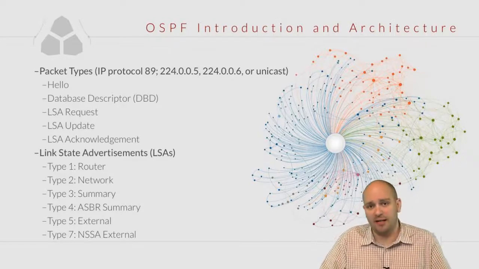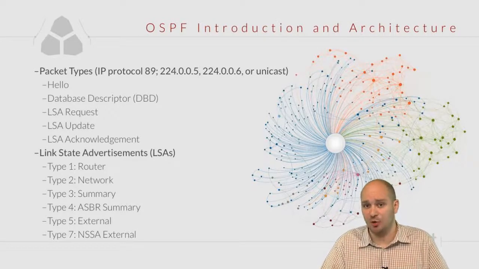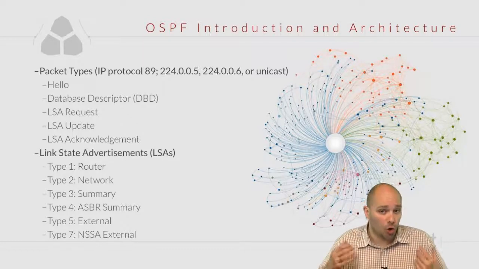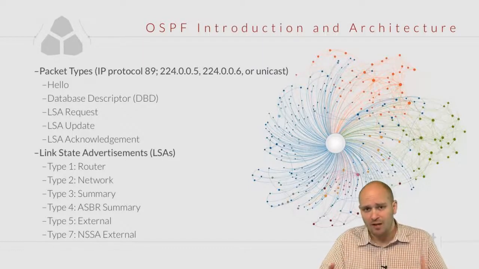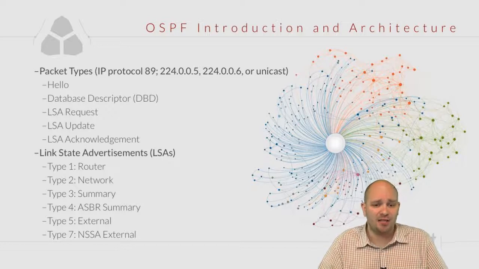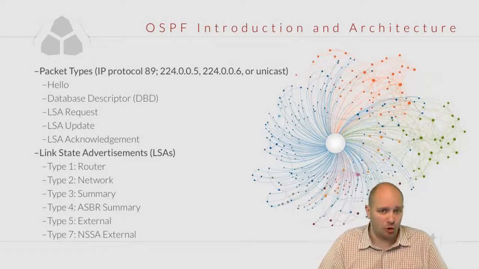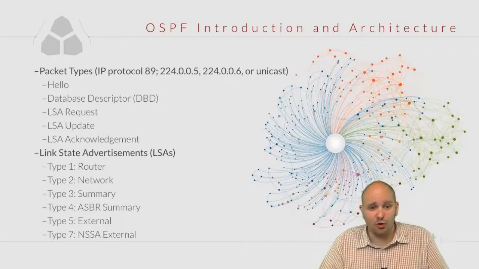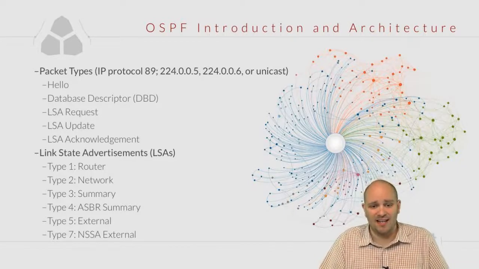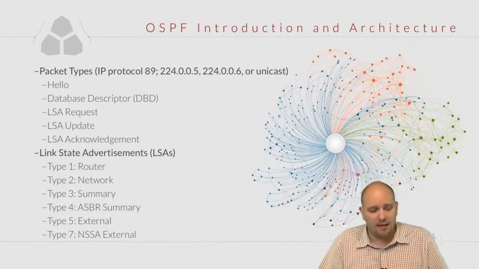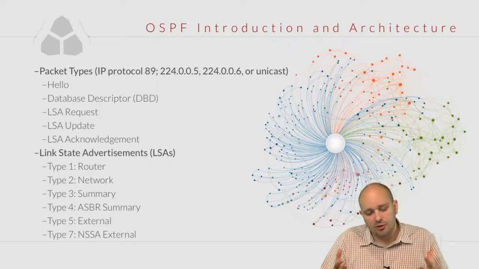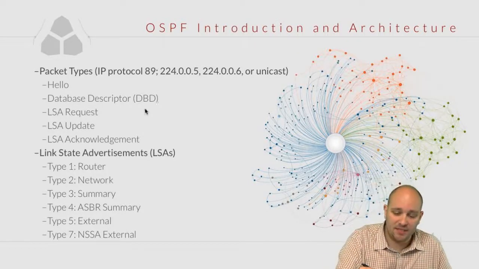And then there are 3 packet types that are used for the actual exchange of the information, for loading the database from one neighbor to another. These are link state request, link state update, and link state acknowledgement packets. They're called LSA request, LSA update, and LSA acknowledgement, or short, LSA req, LSA upd, and LSA ack. And these 3 packet types are going to be used in a very interesting way.